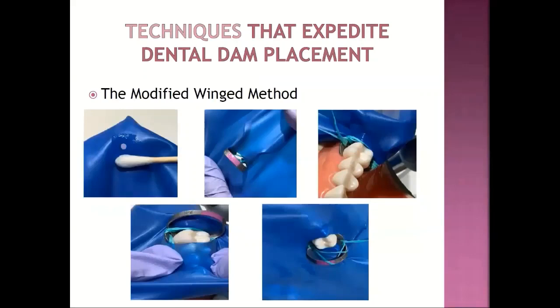The modified wing technique is an easier method of applying a wingless clamp. Once the dam is punched, water-soluble lubricant such as surgical jelly is applied to the tissue side of the dam. That's the side facing the patient's tooth. The bow of the wingless clamp is inserted into the dam, and the dam is reflected back to expose the jaws of the clamp. After the clamp is seated, the dam is stretched open and pulled nasally.